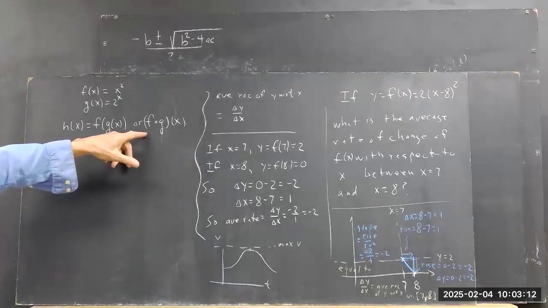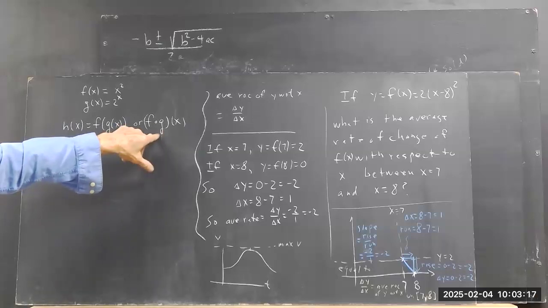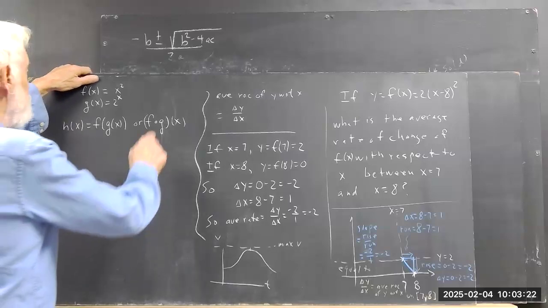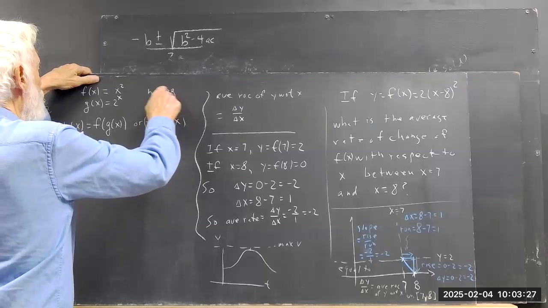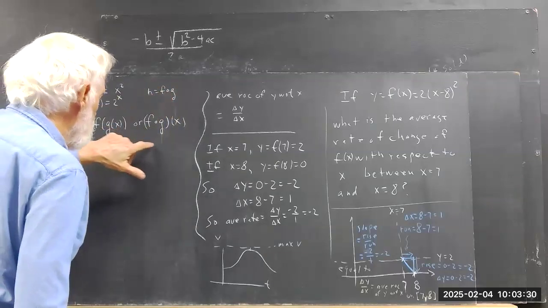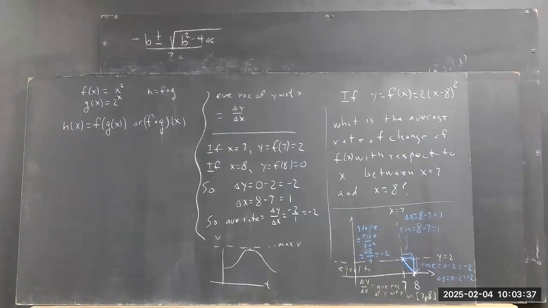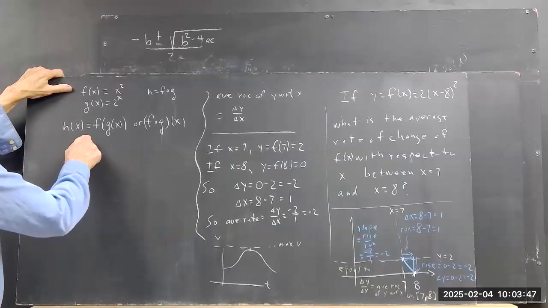Now, F circle G is the name of a new function. The H function is F circle G. So we can say H equals F circle G. But when we form the function, when we get the formula for the function, we're going to use this notation. So let's just do the series of substitutions.